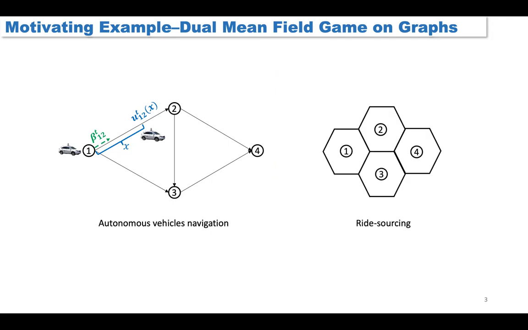Another direct application of dual mean field games is ride sourcing, where each driver has to pick up and deliver passengers in the city. At each city zone, drivers are matched to passengers. M denotes the probability of a driver being matched to a passenger at time t at location x, and it can also be interpreted as the successful matching rate.